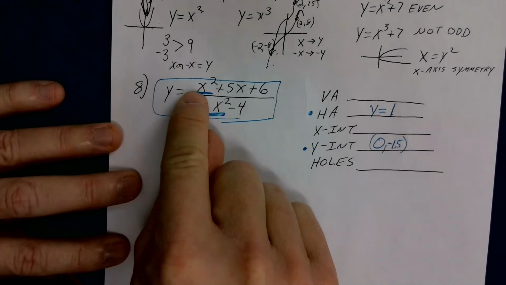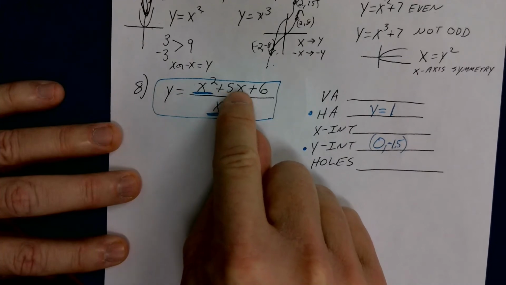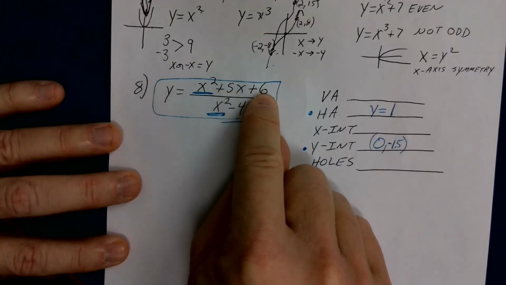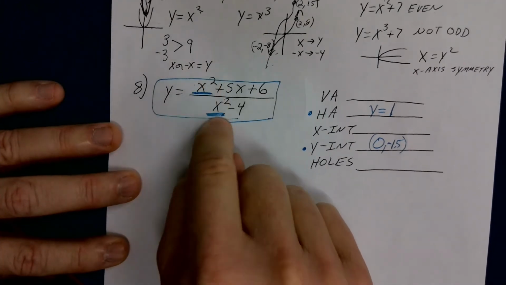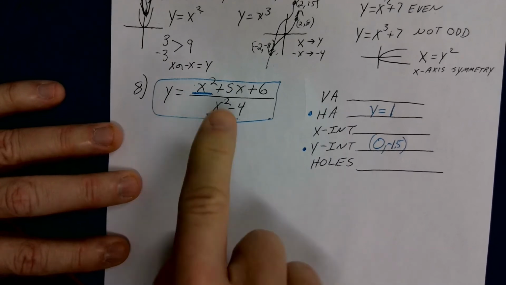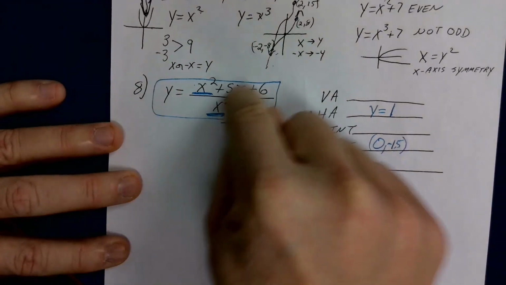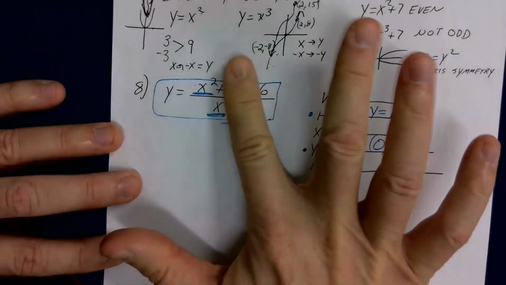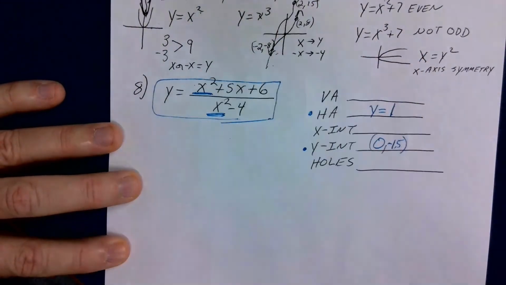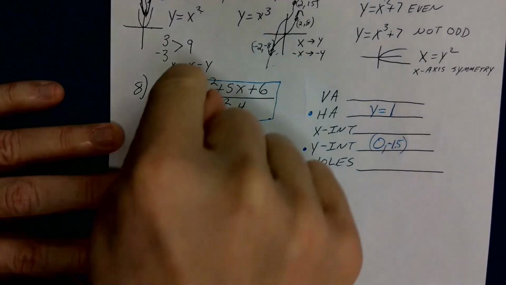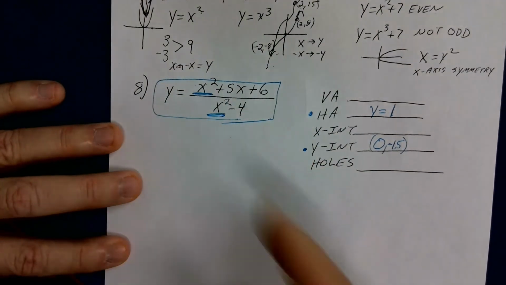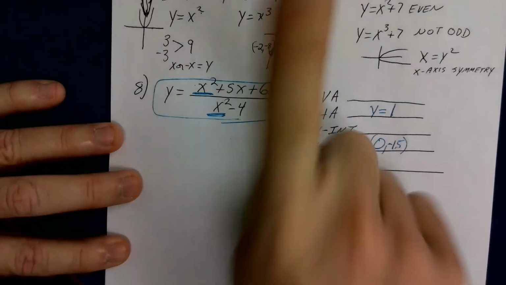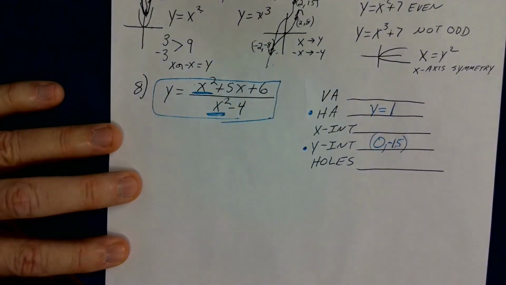Do you agree that when I plug it into x squared, a billion squared is going to be a lot more powerful than 5 times a billion or a little number 6? Yes, most powerful down here. So as x approaches infinity, these two things and this negative 4 have no bearing on it, we only have to look at the most powerful parts. And a billion squared over a billion squared is same thing over same thing, or 1.